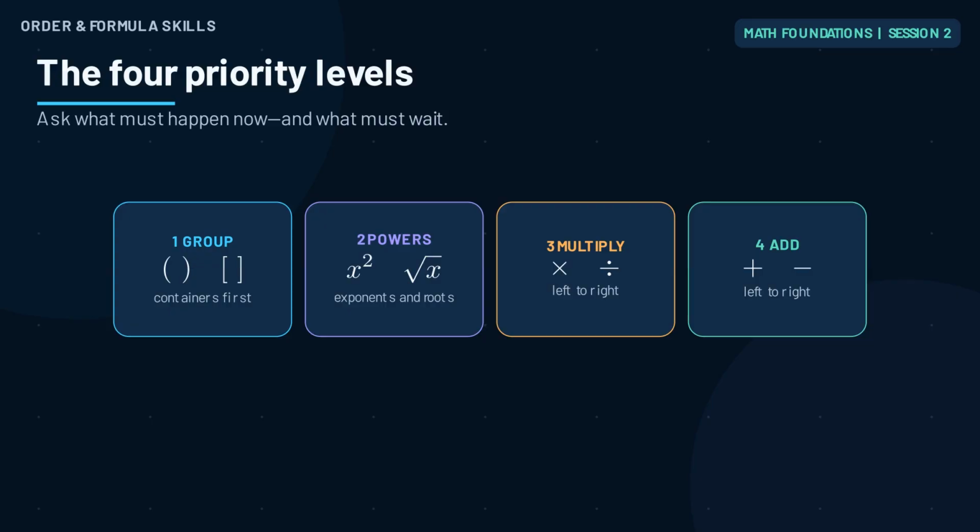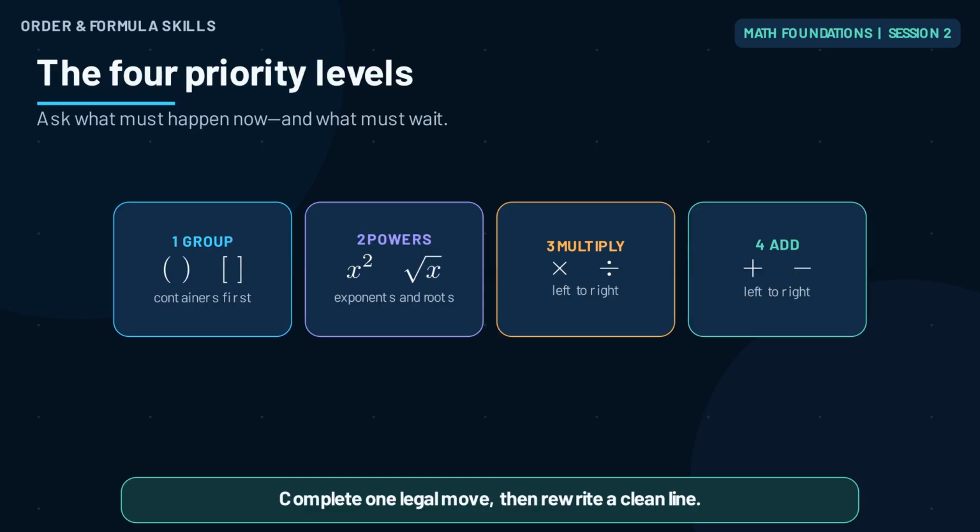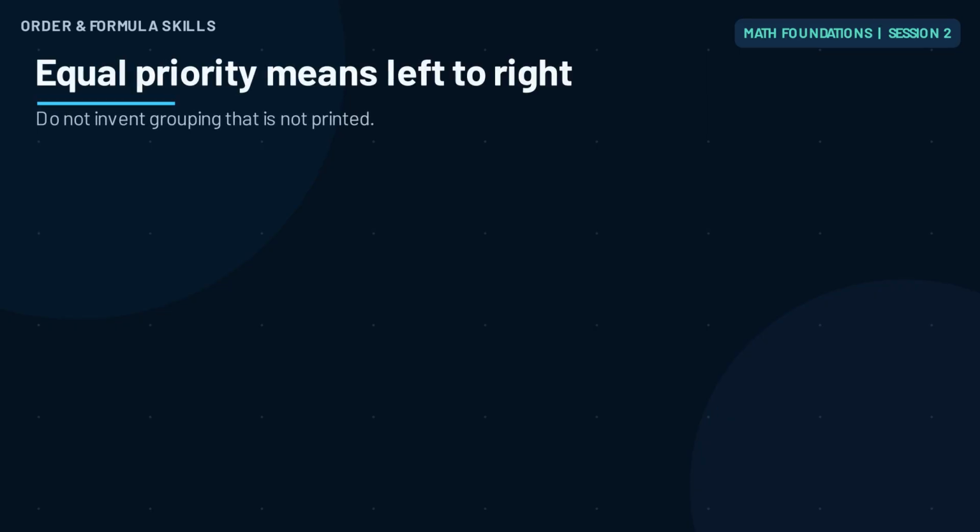This map is useful because it tells you what to do now and what must wait. Mark the structure, complete one legal move, and rewrite a clean line. Equal priority is where many careful learners still lose points.